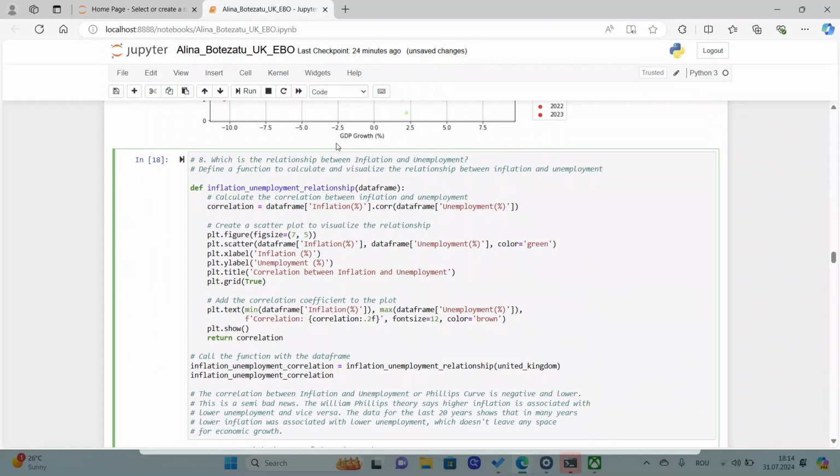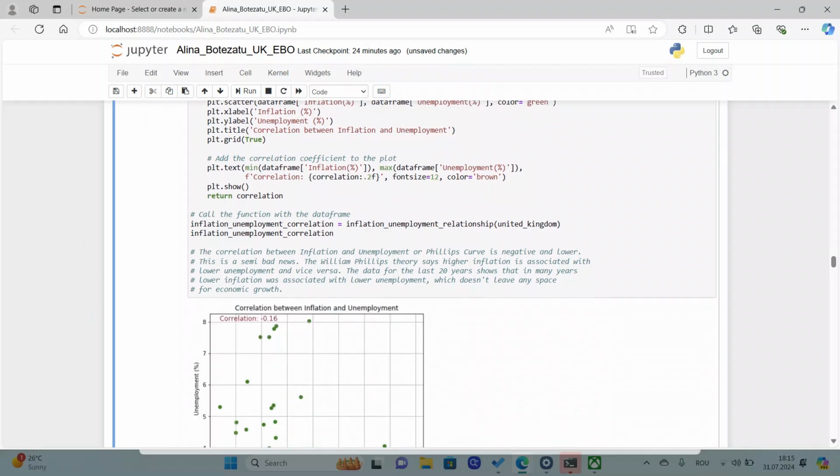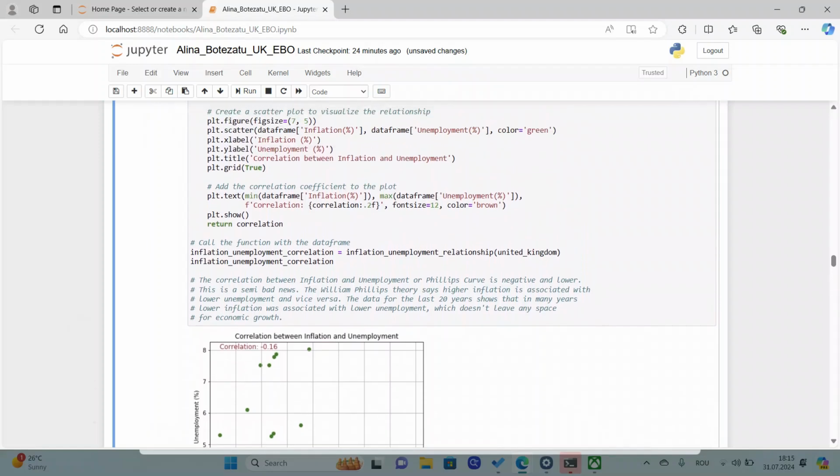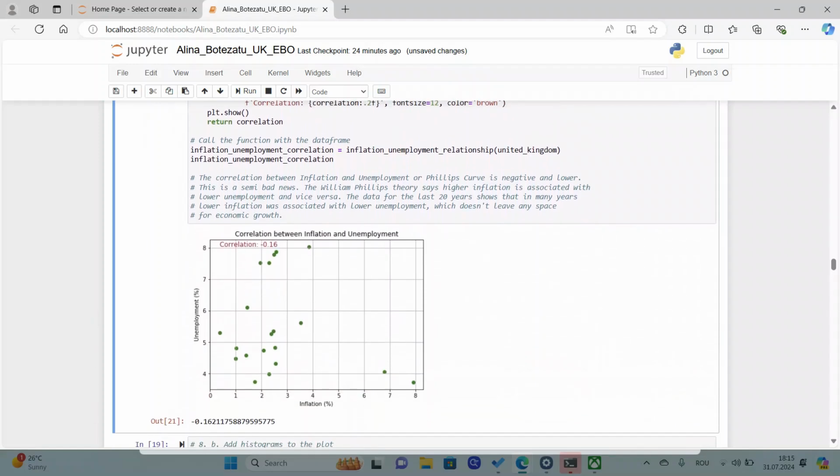And I define a function to calculate and visualize the relationship between inflation and unemployment. And I'll run the code. This is the code and it shows like this. And of course, I've done a correlation as well. The correlation between inflation and unemployment, or Phillips curve, is negative and low. This is a semi-bad news.